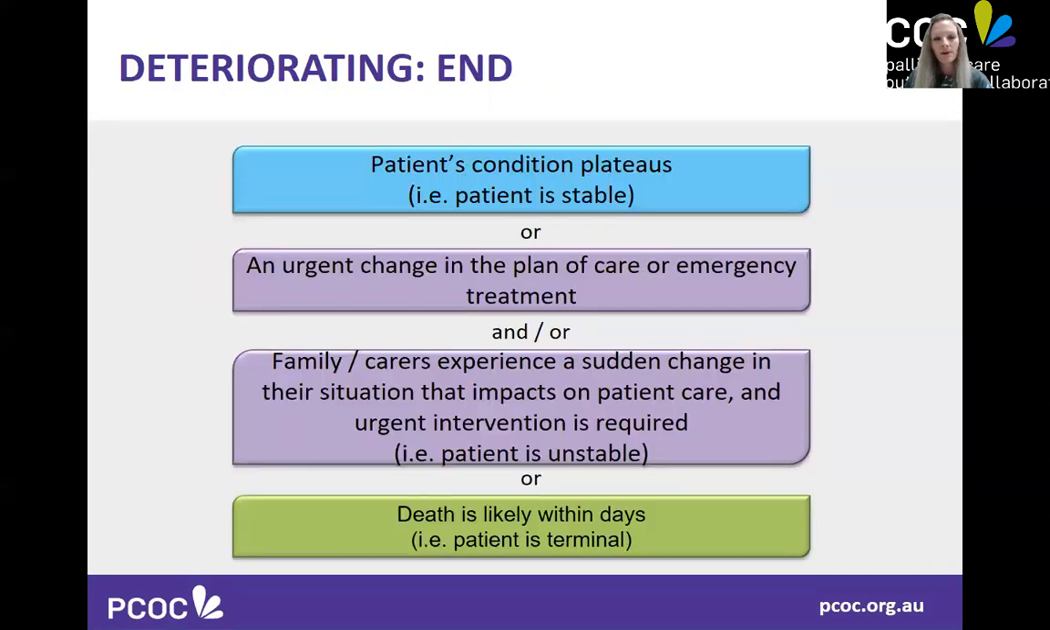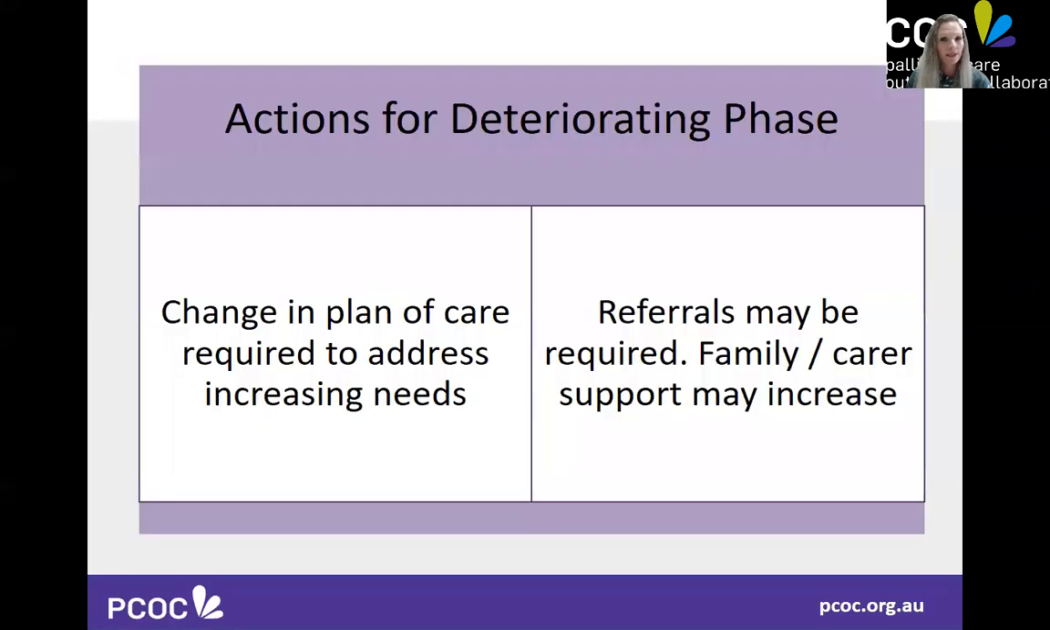It ends if the patient's condition plateaus. So again, you can see this in your assessment scores. There's been no change. And this means that the patient's phase is now stable. Or it could end because there's an urgent change required or emergency treatment or family care experience suddenly changes. And in this case, the phase is unstable for this patient. Or the patient is showing signs and symptoms that death is likely within days, in which case the phase is terminal, providing terminal care.